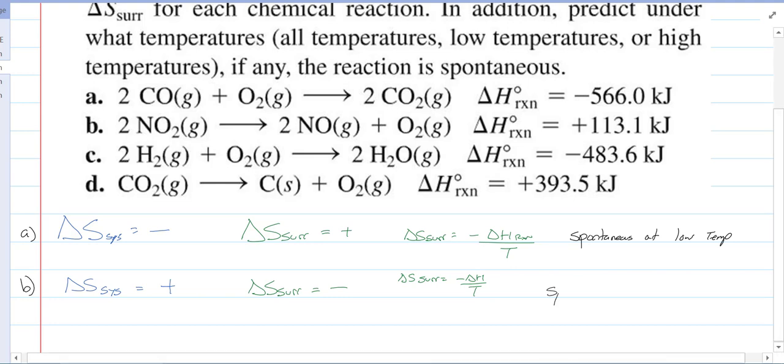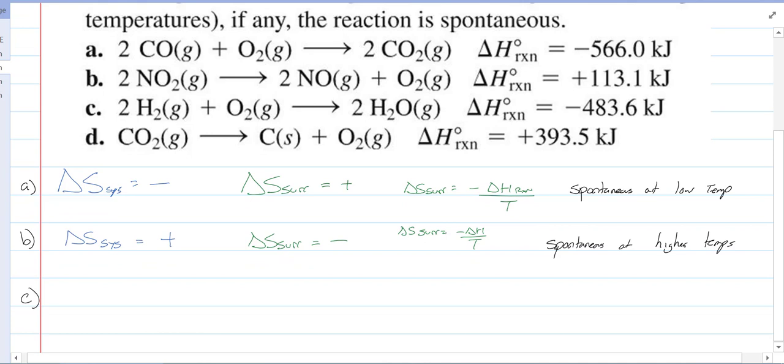Spontaneous at higher. Possibly. Right, these are all possibly. It depends on the order of magnitude of these numbers, but possibly.